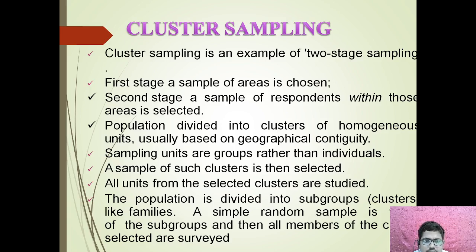In the first stage, a sample of areas is chosen. Then in the second stage, a sample of respondents within those areas is selected. The population is divided into clusters of homogeneous units based on geographical continuity. Then sampling units are groups rather than individuals. A sample of such clusters is then selected, and all units from the selected clusters are studied. The population is divided into subgroups, clusters like families. A simple random sample is taken of the subgroups, and then all the members of the selected clusters are surveyed.